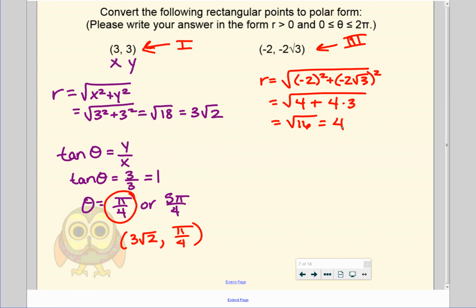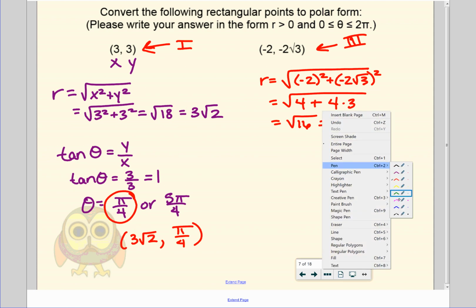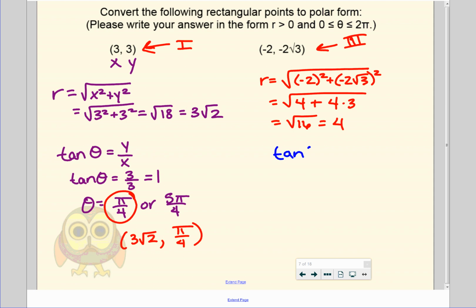So that's your R. To get theta, I'm going to do tangent. Tangent theta is y over x, -2 rad 3 over -2, or just rad 3 over 1 if I cancel those -2's. You've got to figure out where on your unit circle you have a y that would be rad 3 over 2 on top, and an x that would be a half. And we know we're in quadrant 3, so they're both going to be negative. So where does that happen? Let's see, 7 pi over 6. Yeah, that sounds good. No. Yes. What am I looking for?